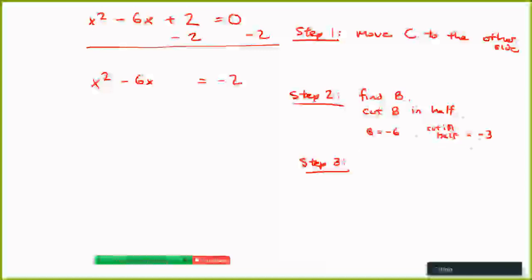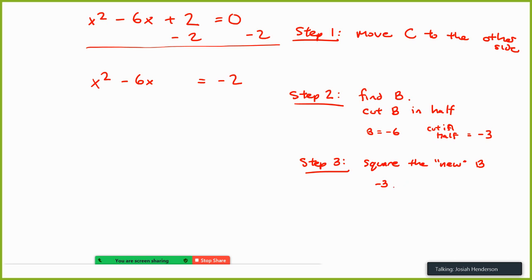Square that new B number we just made, the half number. So I'm going to say square the new, quote unquote, B. So we have -3, right? If I square that, what do we get? -3 times -3. What do we get for that? Anybody? 9. So it's a positive 9, right? Thank you.